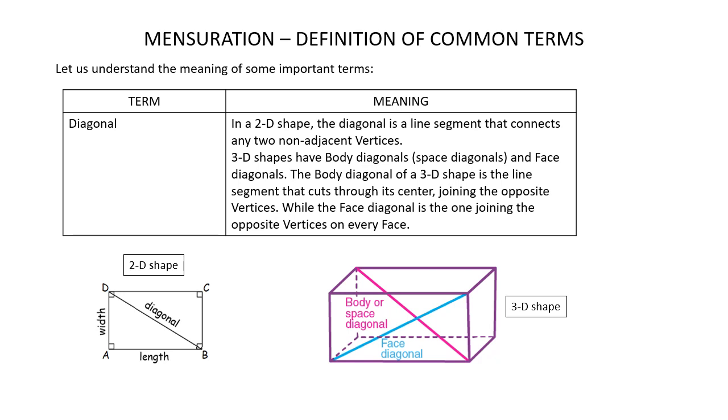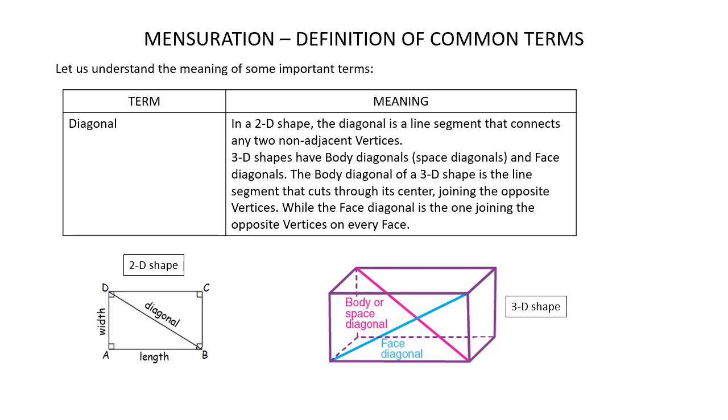So this line is the body diagonal because it joins the opposite vertices of the cuboid and passes through the center of the cuboid. Similarly, if you consider this vertex, then the opposite vertex to this vertex would be this vertex. So the line joining these two vertices and passing through the center of the cuboid would be the body diagonal. Similarly, for this vertex, this would be the opposite vertex, and the line joining these two opposite vertices and passing through the center would be another body diagonal.